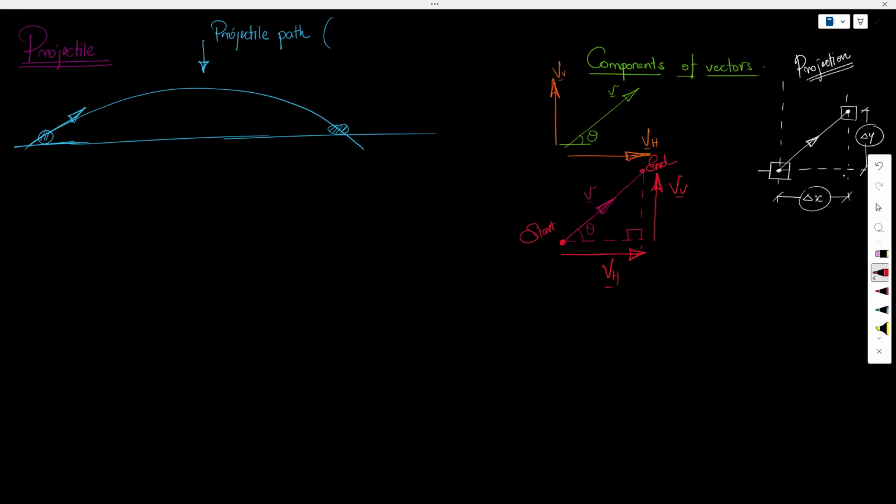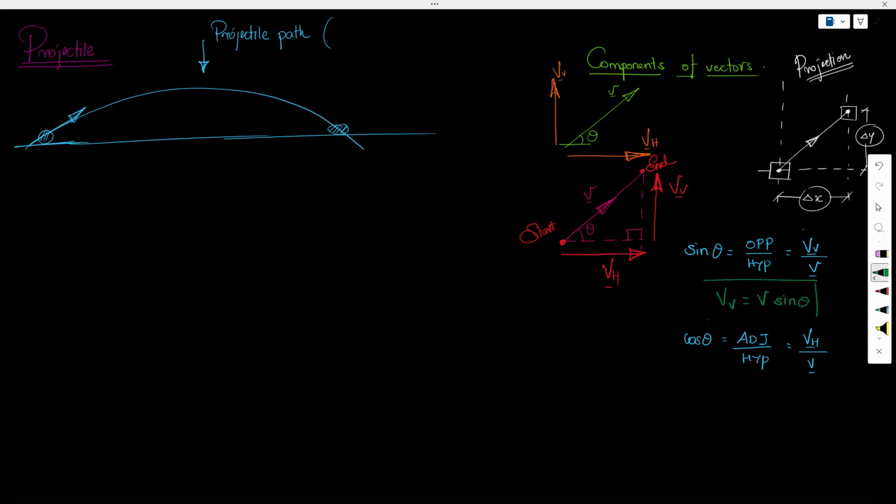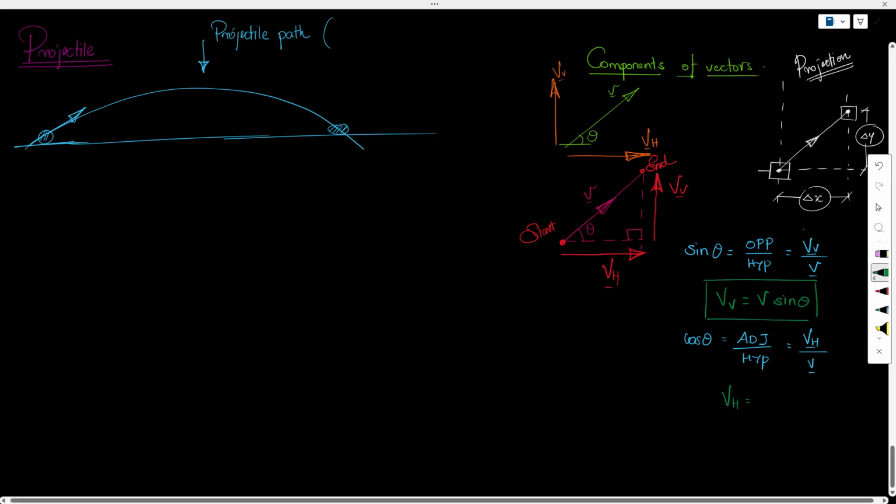Now that we have constructed the vector triangle, we can write the equation for sine theta, which is the opposite side over the hypotenuse side. The opposite side is the vertical vector component divided by the hypotenuse side, which is the actual vector. Meanwhile, I can write cos theta, which is the adjacent side divided by the hypotenuse side, which is the horizontal vector divided by the actual vector. Just by rearranging these equations, I will get the vertical vector as actual vector times sine theta, and I will get my horizontal vector as actual vector times cos theta.